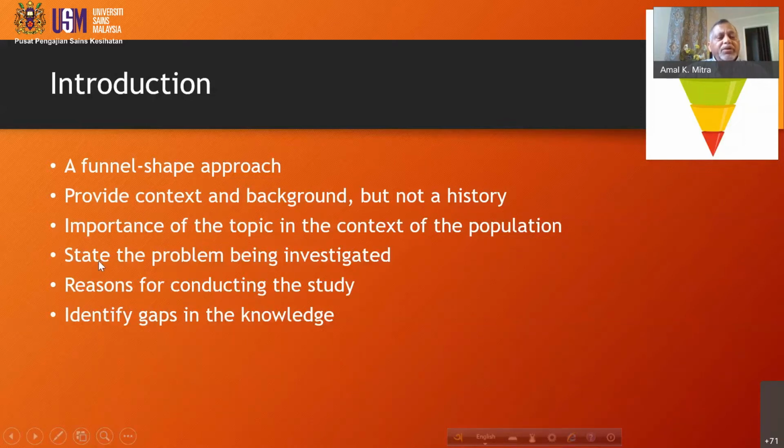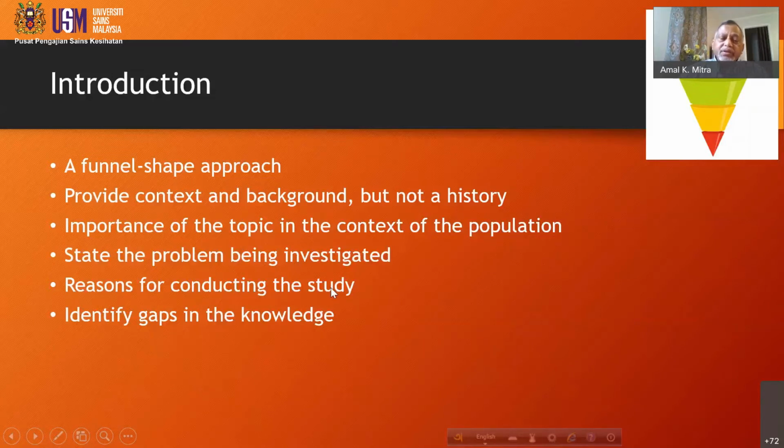Then you find out what has been done previously. Gradually lay down the foundation and then come to the point: what is the problem you are going to investigate or talk about? And you may say why this is so important.